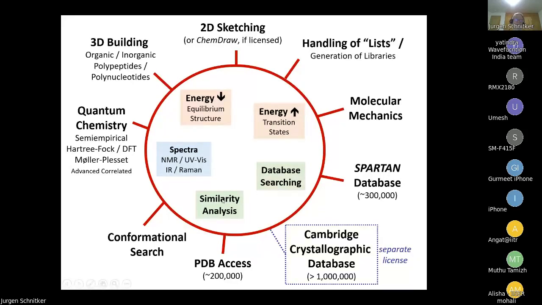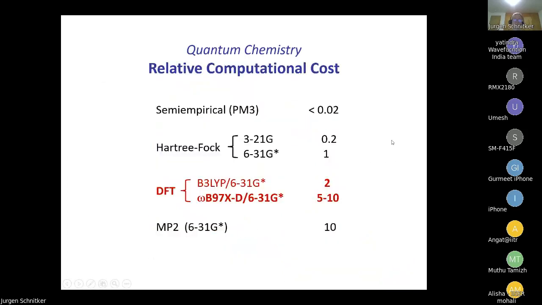Once you have this, going down in energy gives you the equilibrium structure, going up in energy gives you a transition state. Database searching, obviously you'll see some tools for that. Similarity analysis by comparing various structures, so QSAR related, and calculation of spectra.